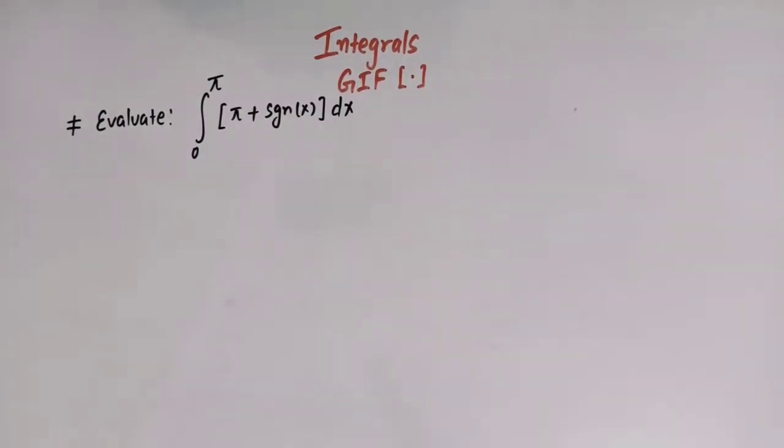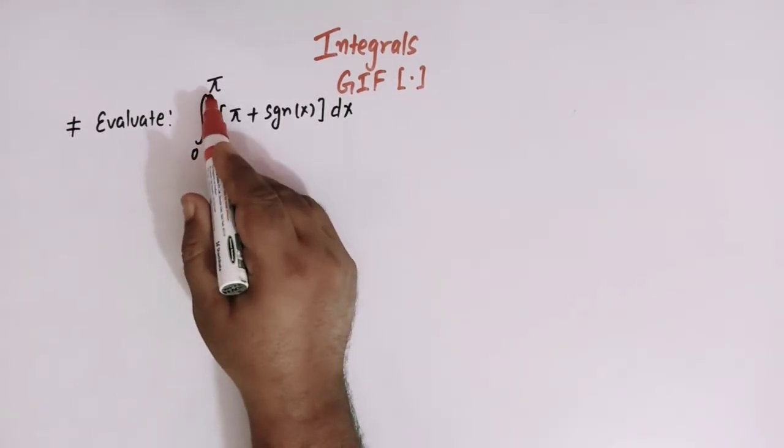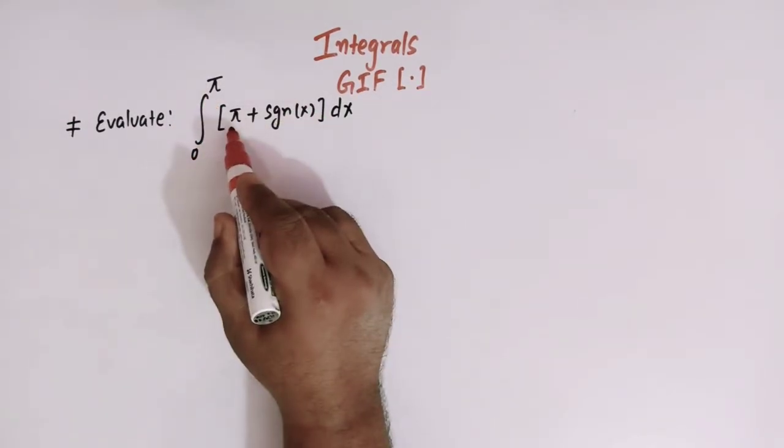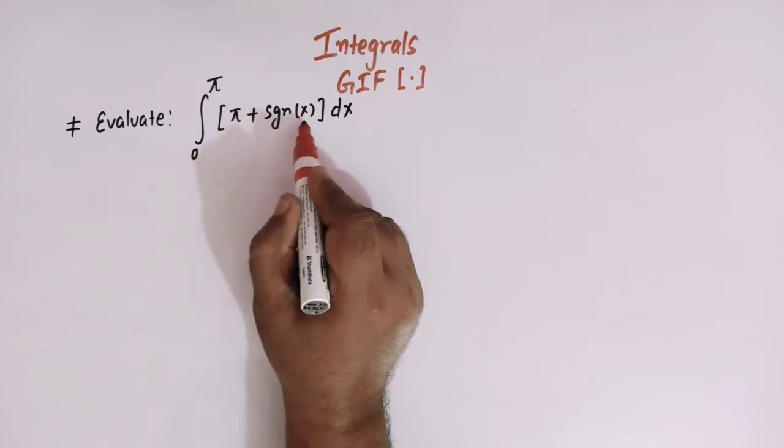Hello viewers, in today's class we are going to discuss a very interesting and conceptual problem from definite integrals involving the greatest integer function and the signum function. In this problem we are going to solve the integral from 0 to pi of the greatest integer of pi plus signum of x.